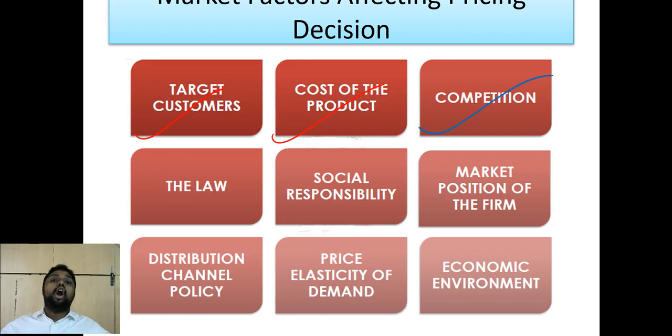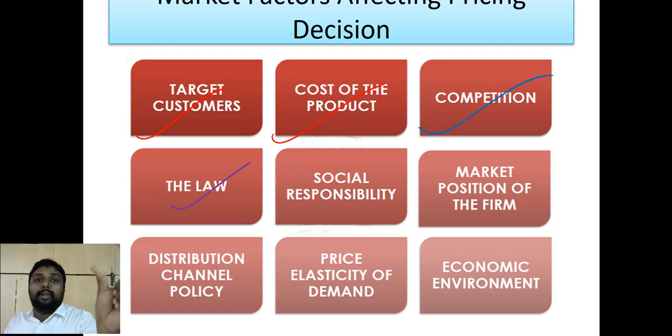There is no competition, price can become anywhere. Okay, the law. This is what we discussed, the example of whatever it is. The law prescribes some minimum price, so beyond the law, no one can make it. Social responsibility. If your objective is some social responsibility, this is the example of what Amma Hotel and all.